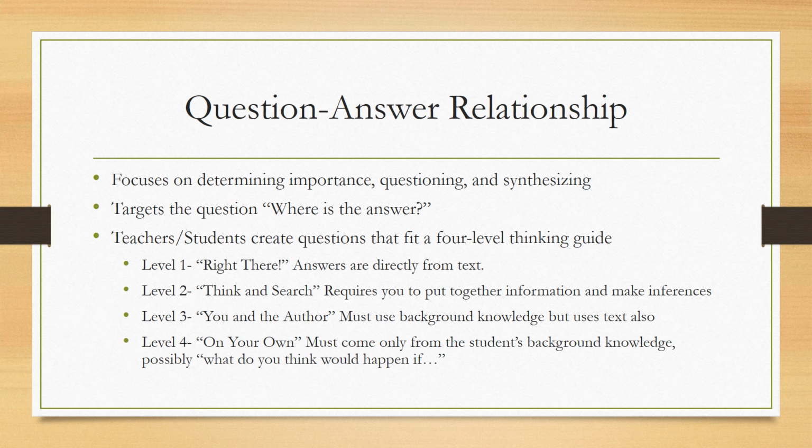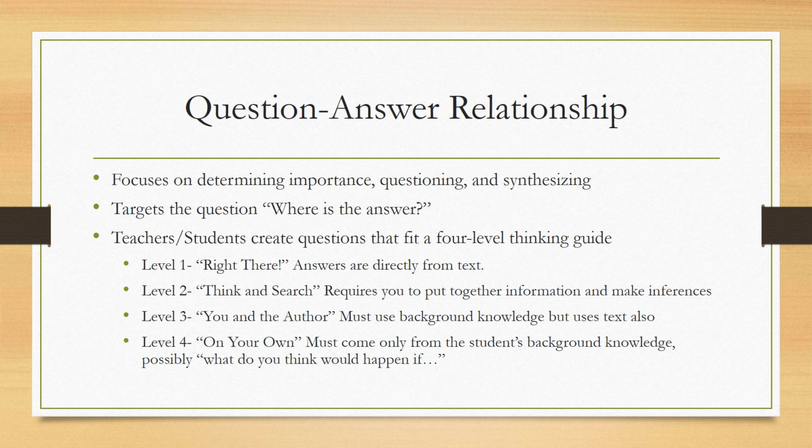The question-answer relationship strategy helps to determine importance, questioning, and synthesizing information. It basically targets the question, where is the answer? There are 4 levels of questioning that the students will be guided towards. The first level is right there. Basically, they are answering questions that are directly answered from the text.